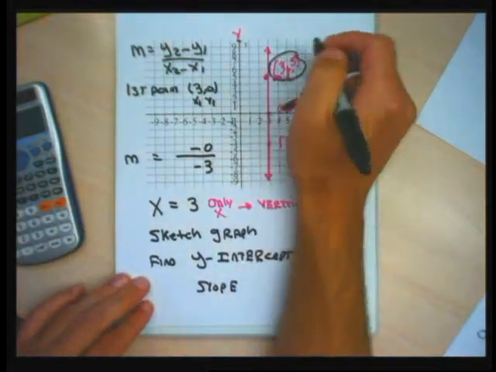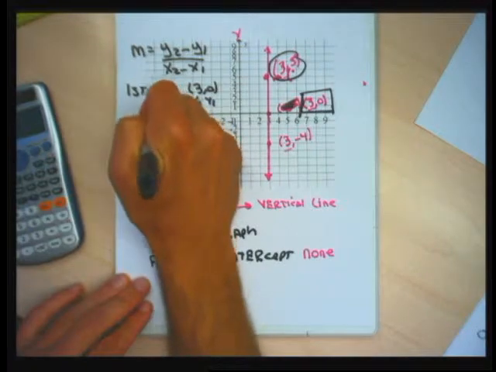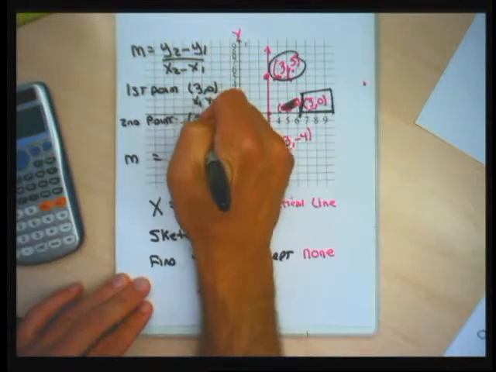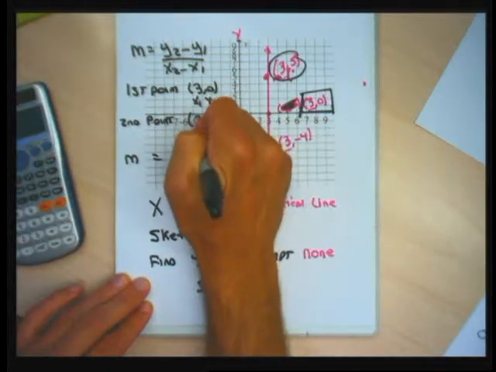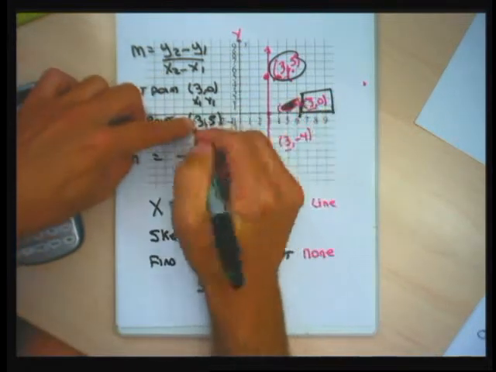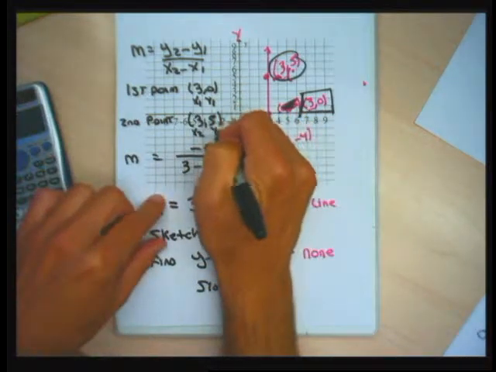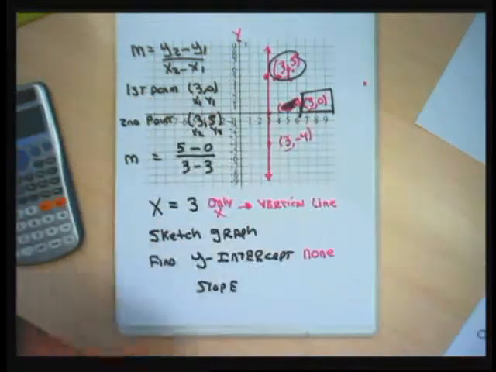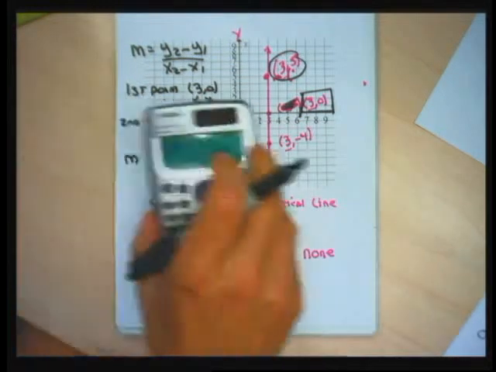I'm going to use this for my second point. It doesn't matter if you use different points than me, you're going to get the same answer. So my second point that I picked is the point 3, 5. So in the formula, the x2 goes to the left of the minus sign. The x2 stands for the x-coordinate of the second point that I picked. The y2 goes in the numerator. It stands for the y-coordinate of the second point that I picked. So I'm getting 5 minus 0 over 3 minus 3 for the points that I picked.